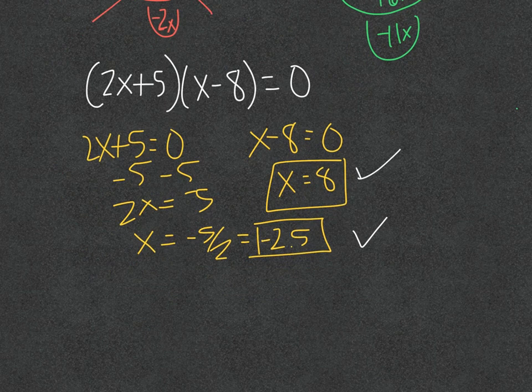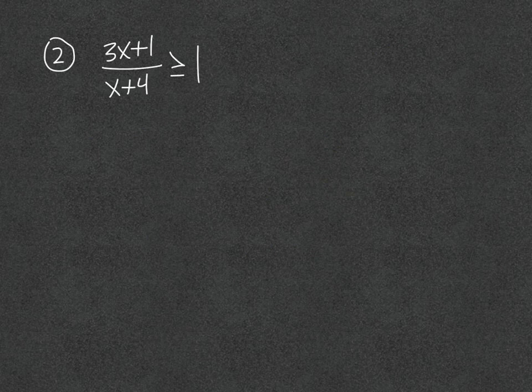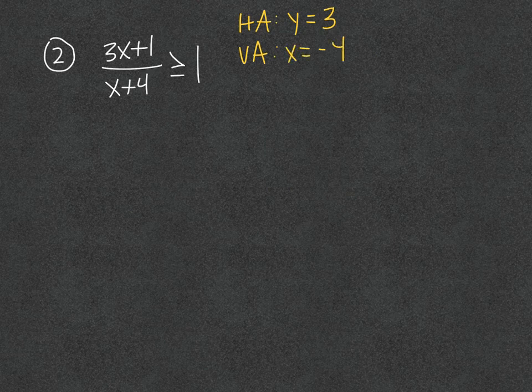On to question number 2. Mr. Yosef gave some good tips on this question, some hints to help you out. The first thing he said was find the vertical asymptote. I also like finding the horizontal asymptote just for the sake of graphing. Because they have the same degree, the horizontal asymptote is going to be 3, because it's going to be the ratio. The vertical asymptote is going to be x equals negative 4, because that is what's going to cause the denominator to become 0. And then the next thing he says is solve the problem.